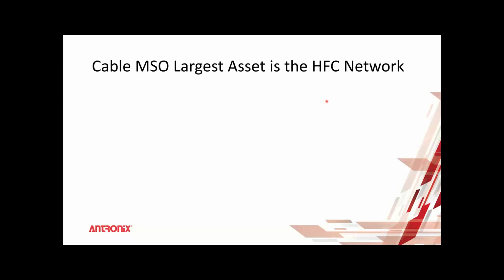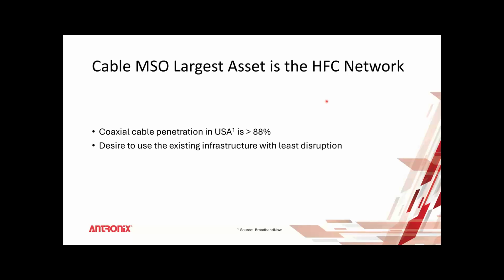So the largest asset in the cable network for MSOs is the coaxial cable. In the United States, penetration is over 88%, and it is desired to use the existing infrastructure within the cable plant with least disruption. So people are trying to go fiber deeper, but they're using the coaxial plant for the last leg in the home.